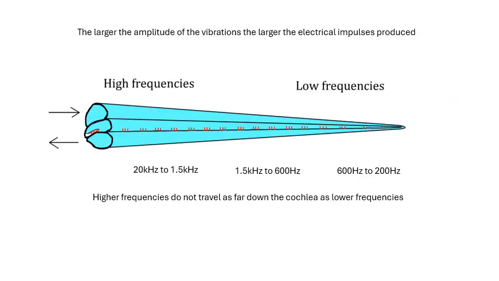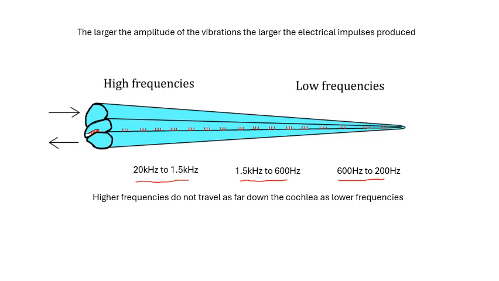Now, the larger the amplitude of the vibrations, the larger the electrical impulses produced, so we perceive it as being louder. And also different parts of the cochlea are sensitive to different frequencies. So near the base are the high frequencies. Looking at this cochlea unraveled, around here from 20 kilohertz to 1.5 kilohertz, around the middle 1.5 kilohertz to 600 hertz, and then near the apex is the lower frequency, 600 to 200 hertz.